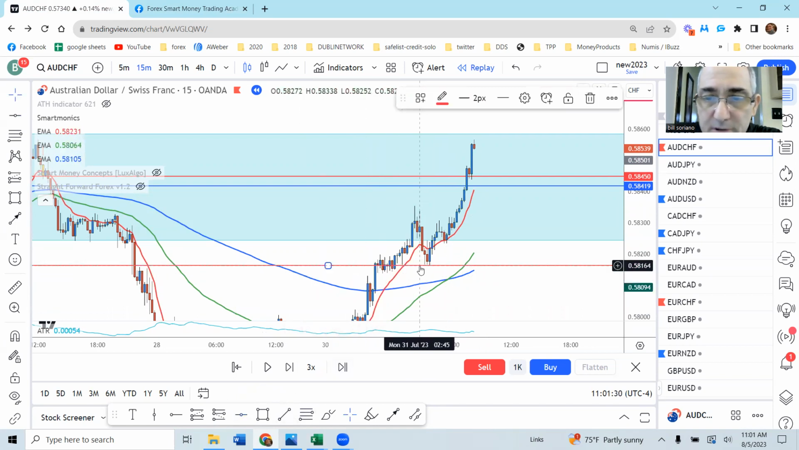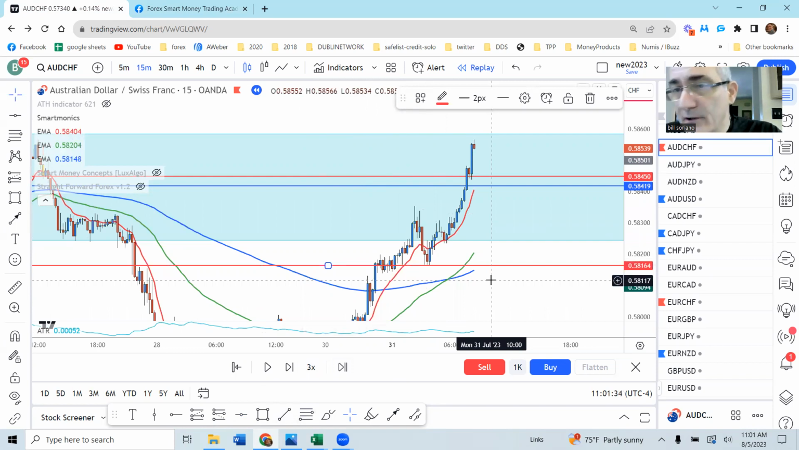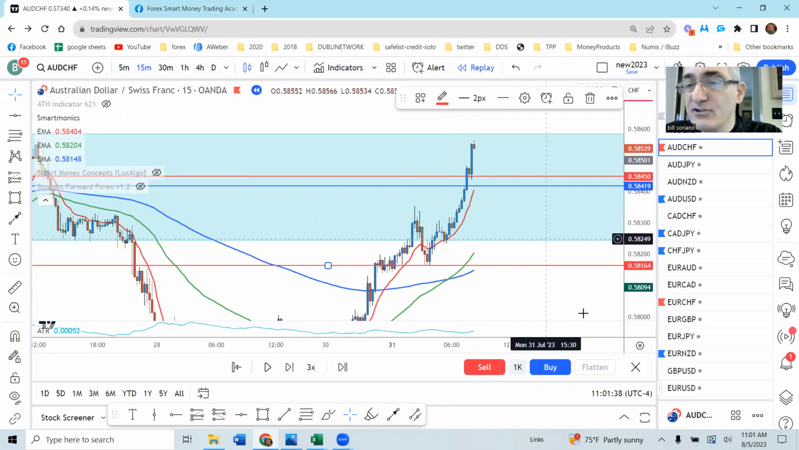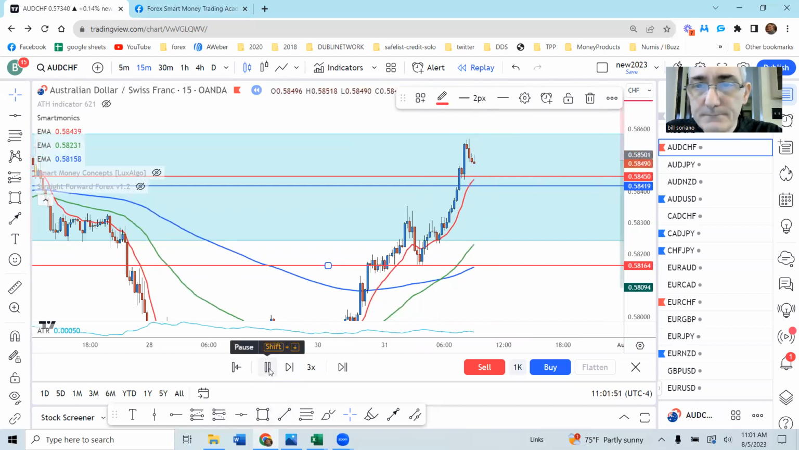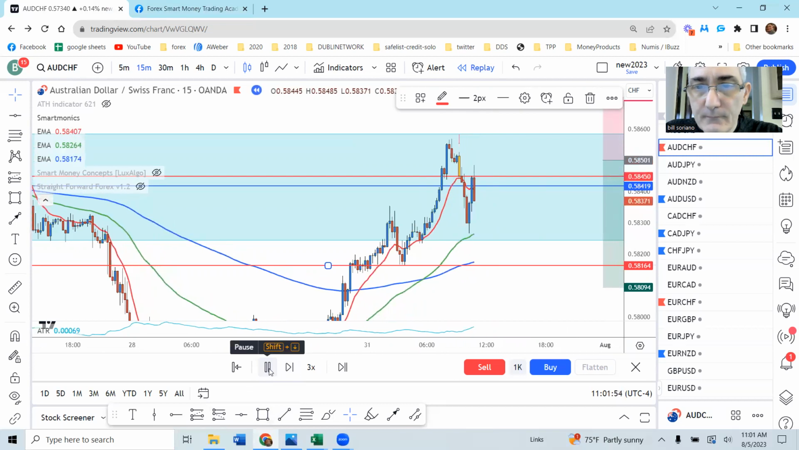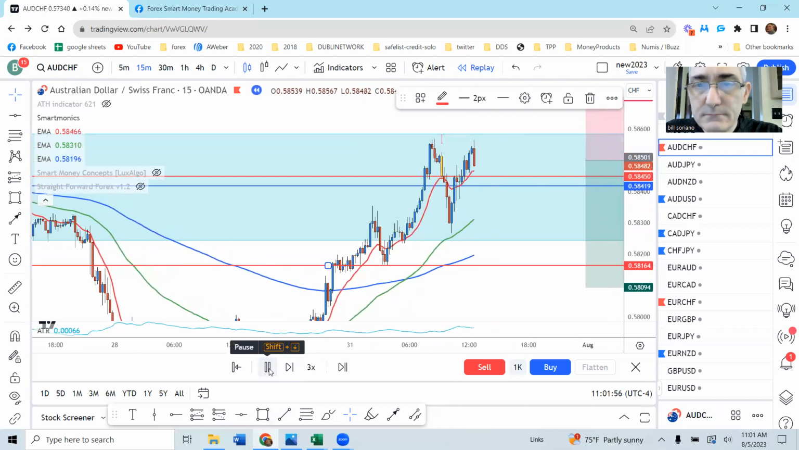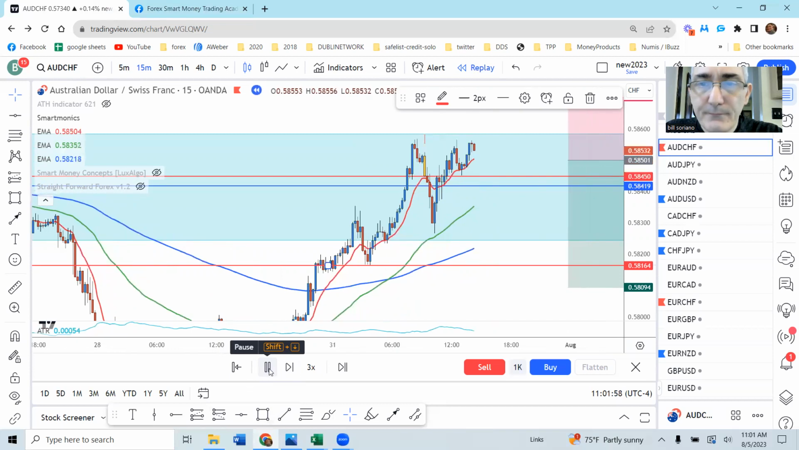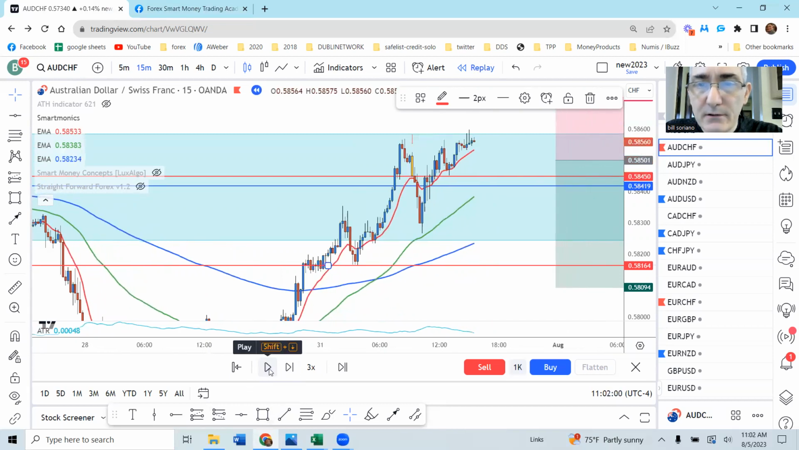So we would need to first see a break of structure down here, which would create a change of character. And that would tell us that now on the 15-minute chart, the trend is changing for us. So now we can look to take this trade to the downside, because right now it's just moving up, and it may just keep moving up. So let's see what happens now. Price comes down, and then right here, well, not yet.